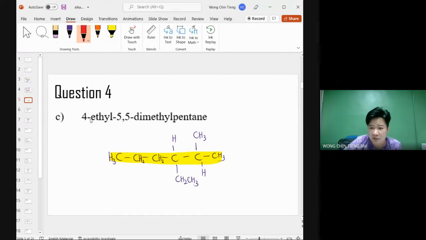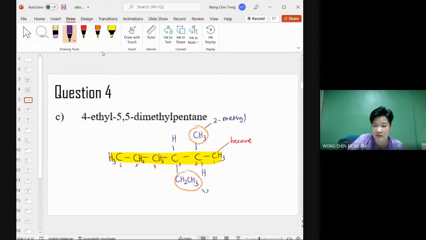Kita akan letak nombor dulu. 1, 2, 3, 4, 5, 6. 6 carbon, therefore is a hexane. And then you have substituent over here. 1 substituent, 2 substituent. Simple, straightforward, 2 methyl, and then over here 3 ethyl, macam biasa. Combine according to the alphabetically order 3 ethyl, 2 methyl hexane.